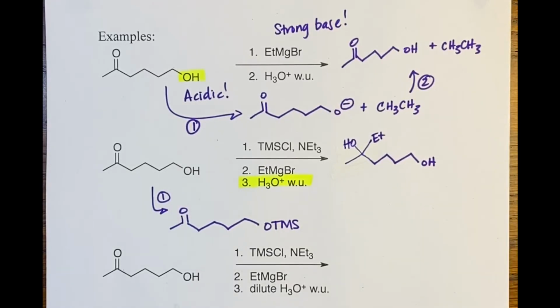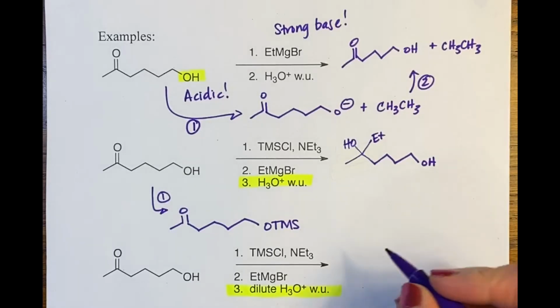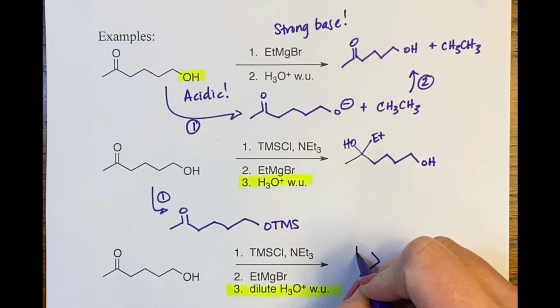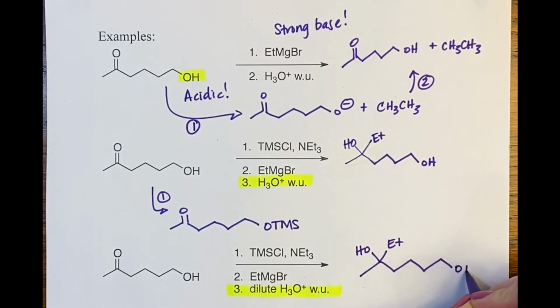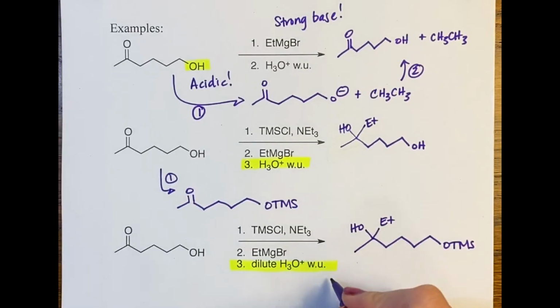For the next one, I have the same series of reactions as I did in the previous question, but instead, step 3 here is going to be my dilute acid workup, which will leave my protecting group intact, so that at the end of this sequence of reactions, the product that I get is this one. Where my alcohol remains protected, and I could carry it forward through an additional reaction if I wanted. So this step is going to keep my protecting group intact.